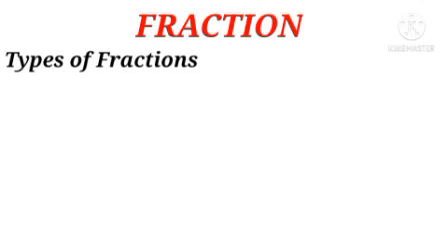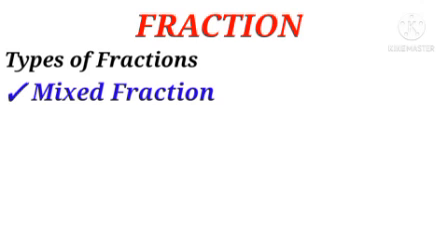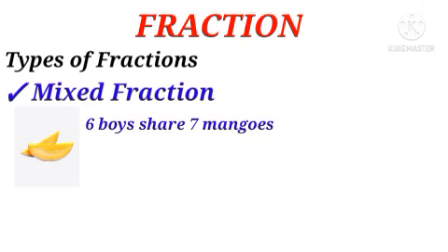Now let's move to the third kind of fraction, which is called a mixed fraction. This is a little bit complex, but with the explanation I'm going to give you, you're going to understand mixed fractions properly. If 6 boys are to share 7 mangoes equally, how do you think it's going to be shared? If they take 1, 1, 1, 1, 1, 1, you have just 1 mango left. So how do they share the mango?